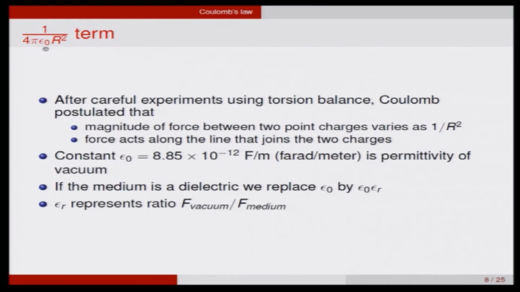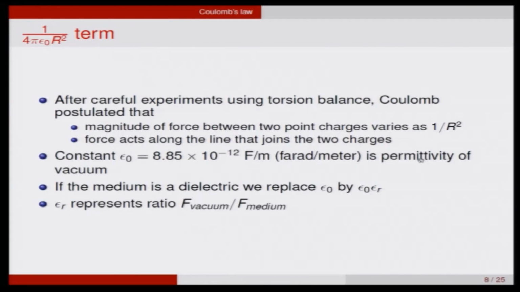This unfamiliar constant is epsilon 0, or epsilon naught. What is this epsilon naught? In SI units it is given by 8.85 into 10 to the power minus 12 farad per meter. Farad, if you remember, is the way in which we measure capacitance. So, you might suspect that epsilon naught has something to do with capacitance, and you will be right, and this is known as the permittivity of vacuum.